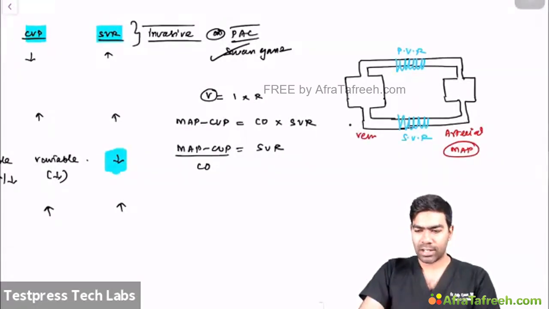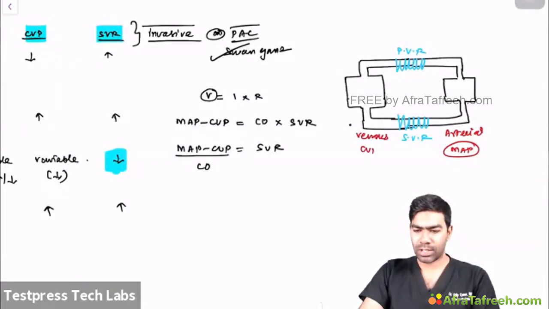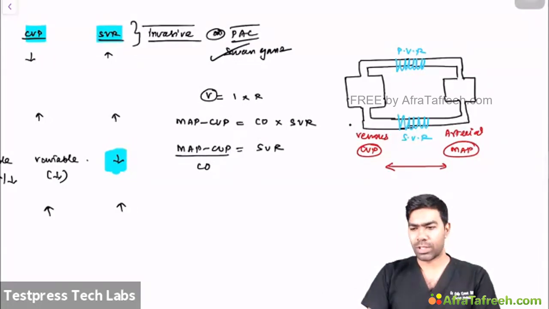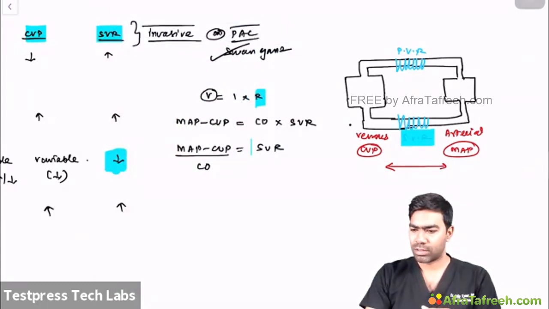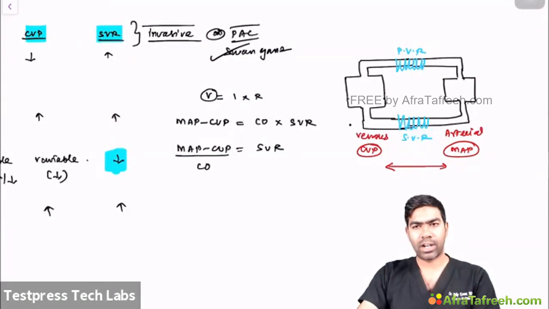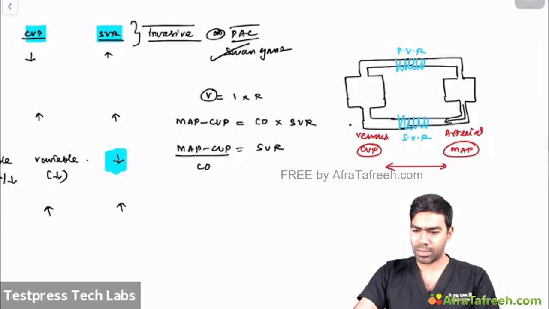This is the venous side, and the average pressure on the venous side is going to be the central venous pressure. So this difference between the MAP and the CVP is going to be the voltage according to Ohm's law, isn't it? And the resistance here we are talking about is the systemic vascular resistance. And the current flow we are talking about here is the cardiac output. So the cardiac output is the current basically, and the voltage difference is the MAP minus CVP, and the systemic vascular resistance is what you're going to achieve based on this.